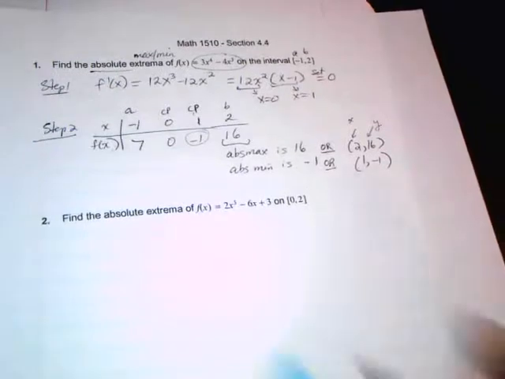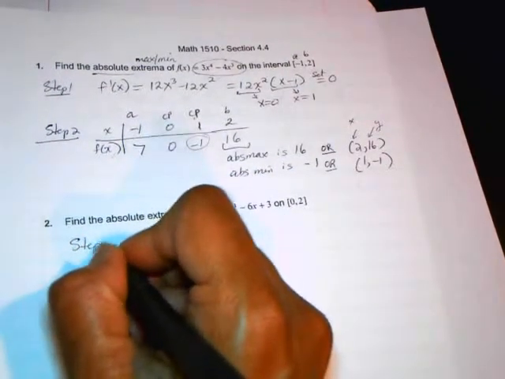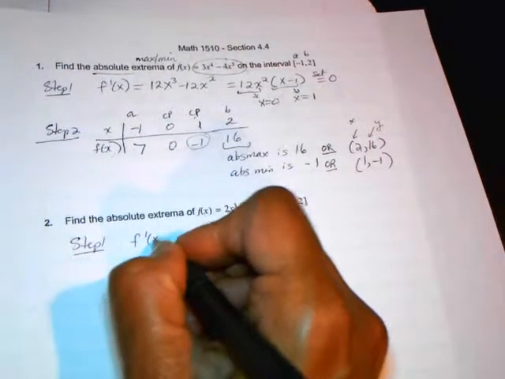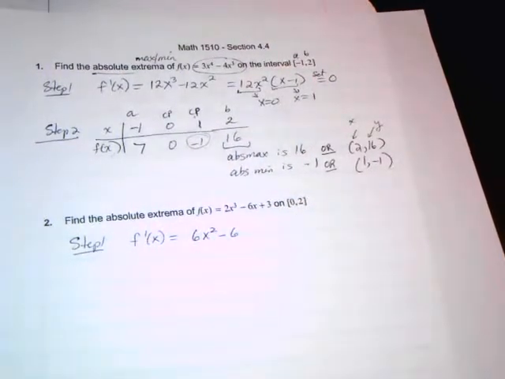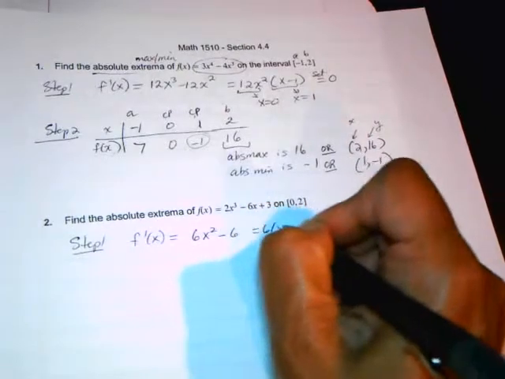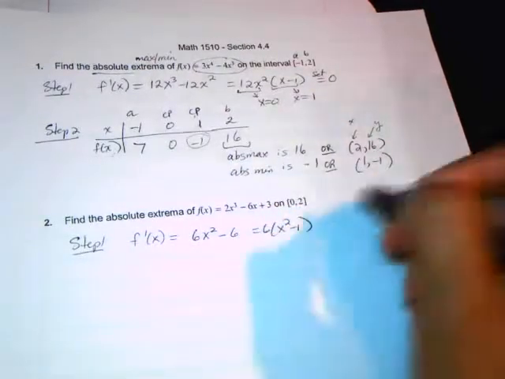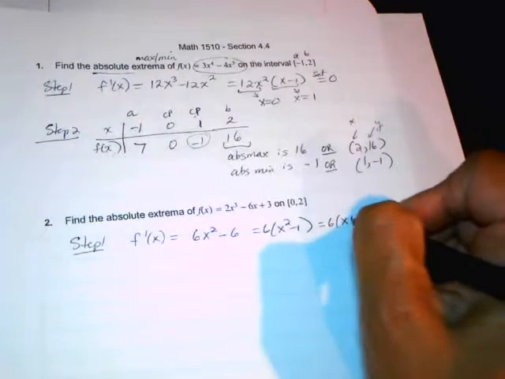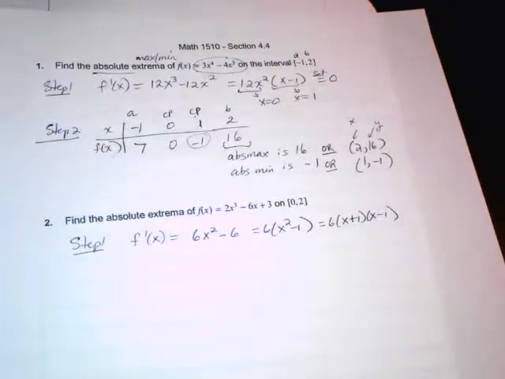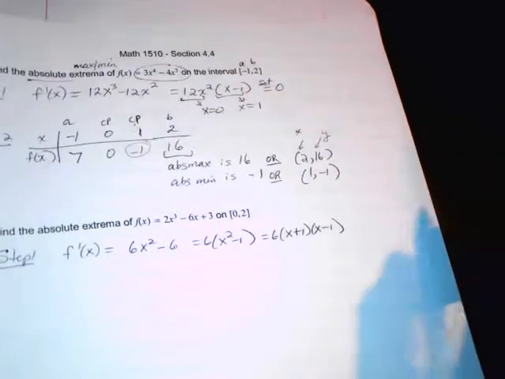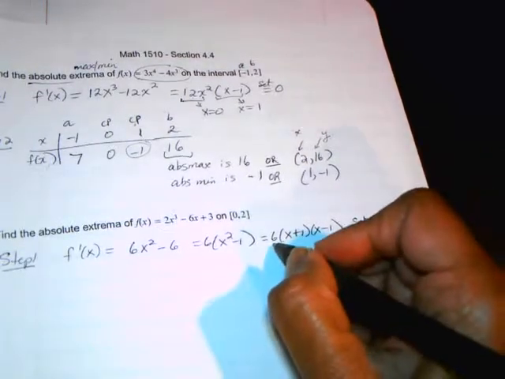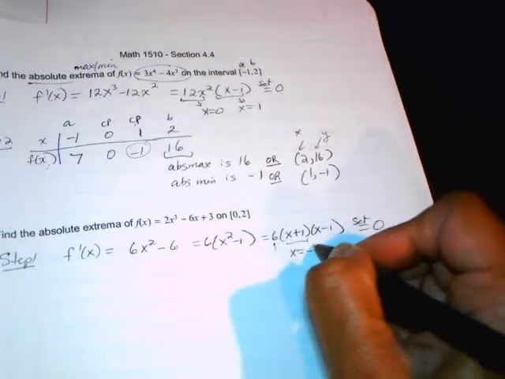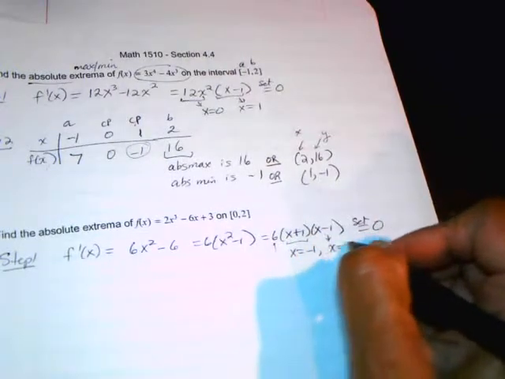Here we have another polynomial. So step 1, f prime of x is 6x squared minus 6. Factor out the 6. You have x squared minus 1, which factors further, difference of squares, so it's x plus 1, x minus 1. And when I set this equal to 0, 6 is never 0. This factor gives us negative 1, and that factor gives us positive 1. So those are our two critical points.